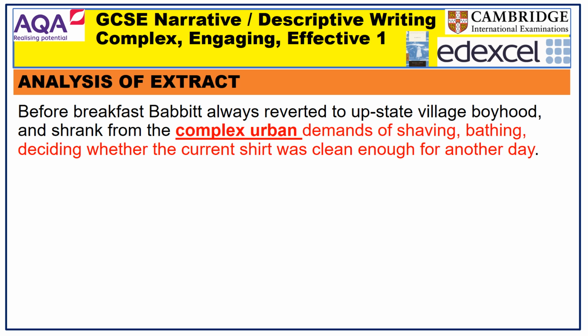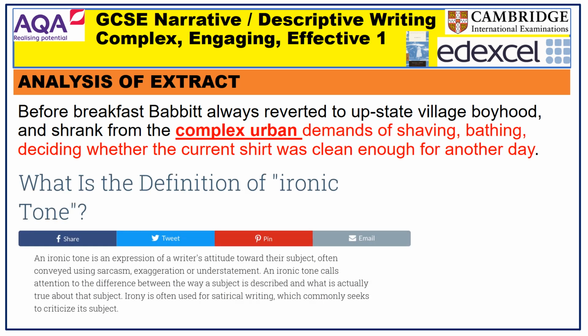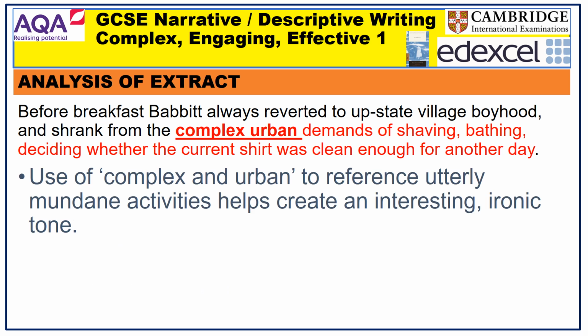Here's my first choice. Even without reading the rest of the novel, it is already becoming clear that the narrator may have a different attitude towards Babbitt than he has of himself. The use of the adjectives complex and urban to reference simple, everyday domestic activities such as shaving and bathing creates a clearly ironic tone. Already, the reader is being encouraged to mock Babbitt as someone who may attribute his everyday actions, and by extension his life as a whole, as having disproportionate importance. If I was making notes on this quotation, I would have written something like what is shown on screen.